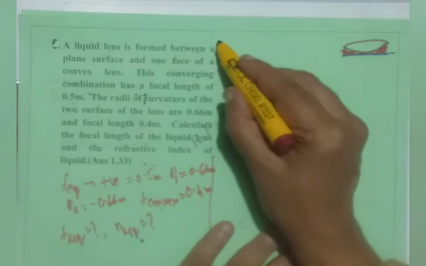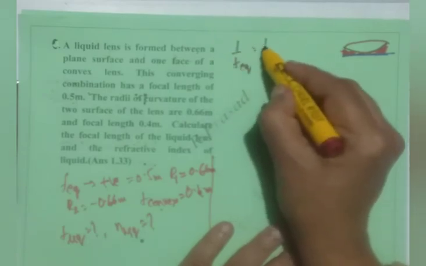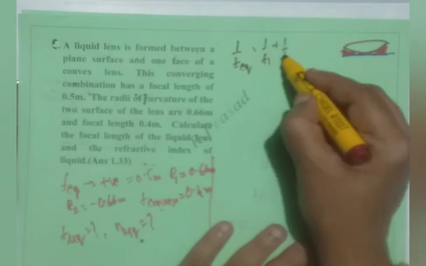Observe, we start like this. First of all, we use the combination formula 1/F equivalent equals 1/F1 plus 1/F2. Before proceeding into calculation, we can guess the focal length of the liquid lens should be negative.